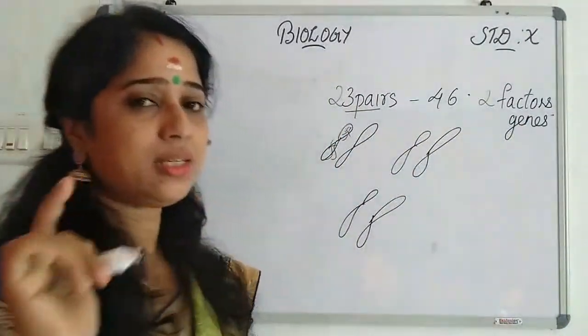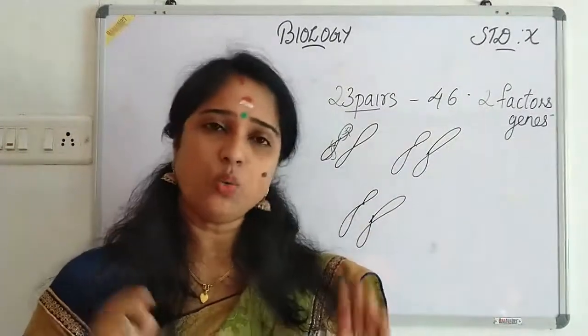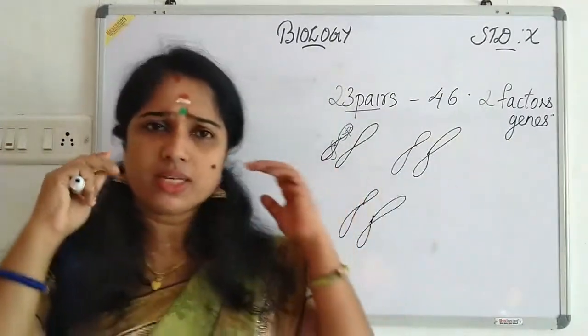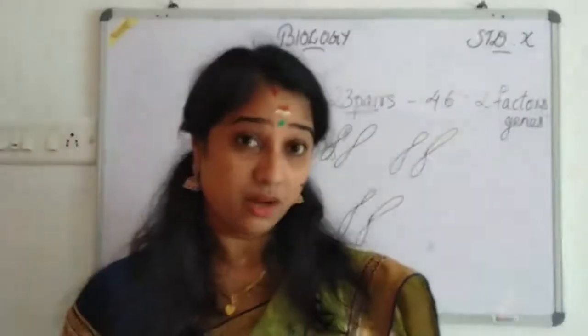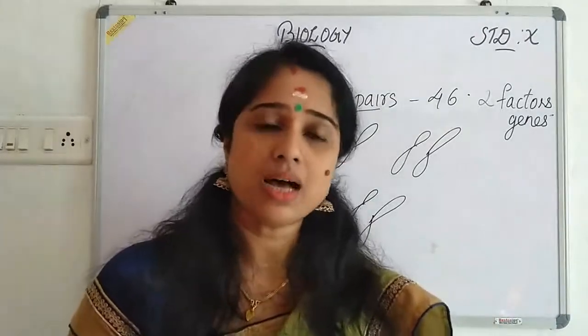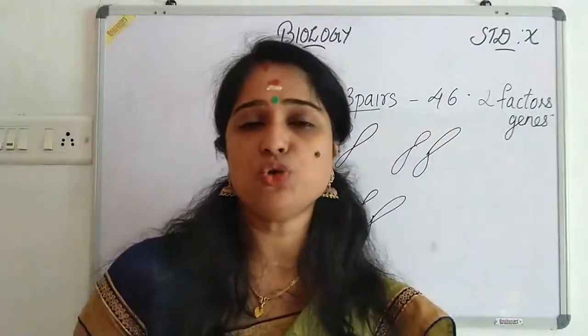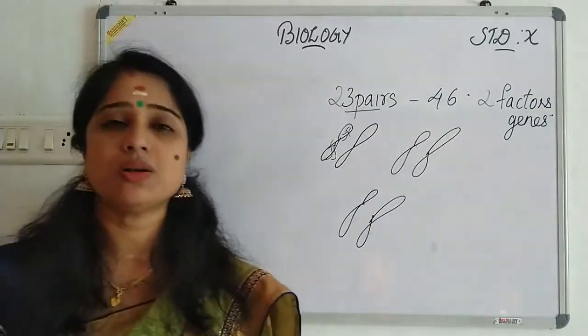Every character is controlled by 2 genes. Who can tell me the answer of that? Why is it so? Why, for our example, our hair color, our eye color, our body height, our body color, and etc. etc. All these characters are controlled by 2 genes or 2 factors. Why is it so? Why are the 2 genes responsible?